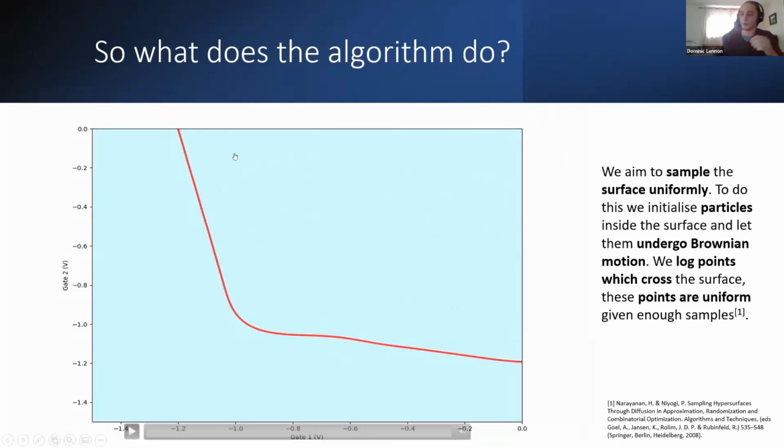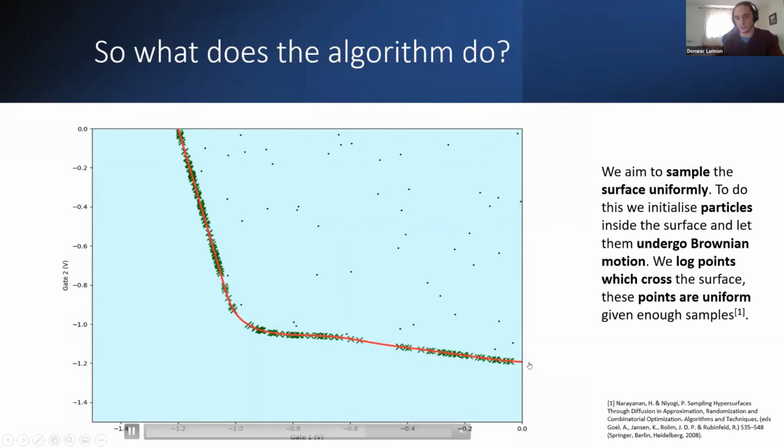So what we want to do is sample from this surface uniformly. We can't draw uniform random angles because that will oversample certain regions. So we use a Monte Carlo trick to try and get uniform points on the surface. We initialize a bunch of particles inside of the volume and we let them undergo Brownian motion. And whenever one crosses the surface, we log that point. And these points, given enough particles and enough time, are uniform on the convex shape.